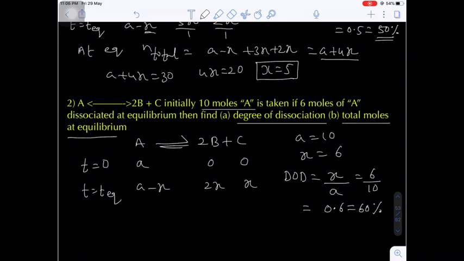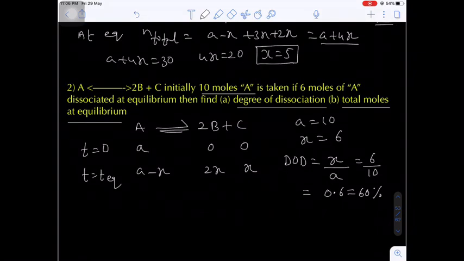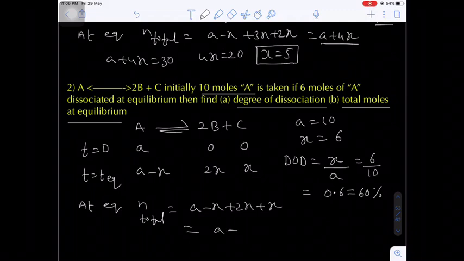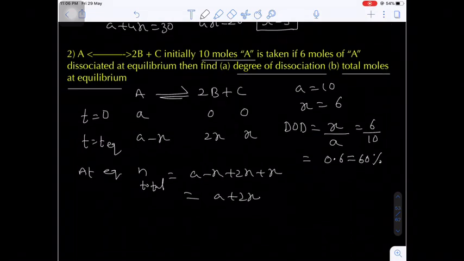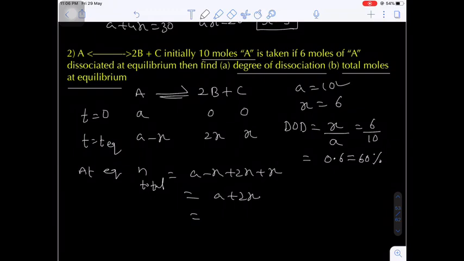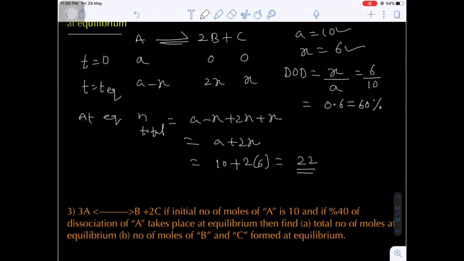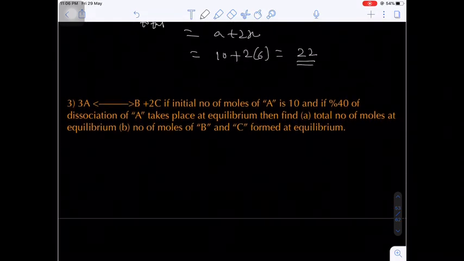Now there is one more question, total number of moles at equilibrium. So what is the total number of moles at equilibrium? At equilibrium, total number of moles is equal to a minus x plus 2x plus x. So this is a plus 2 into x. What is the a value here? 10, plus what is the x value here? 6. 2 into 6, that is 12. 12 plus 10, 22. This is the total number of moles at equilibrium.